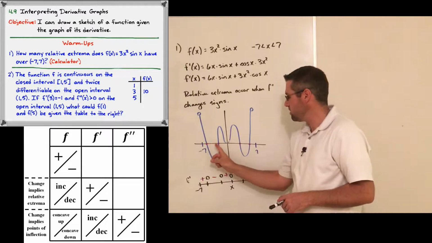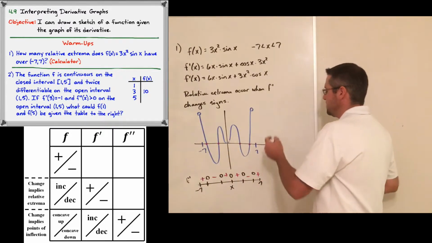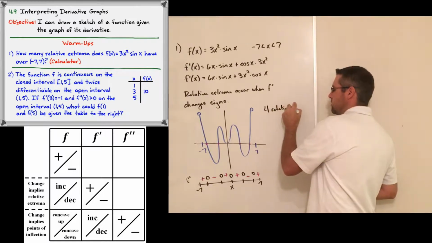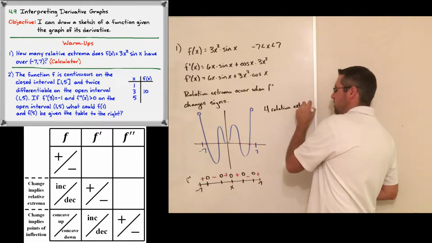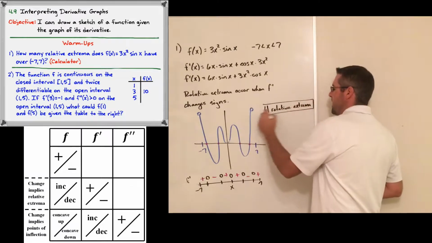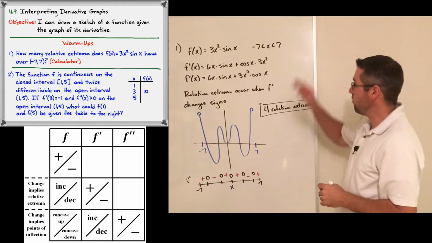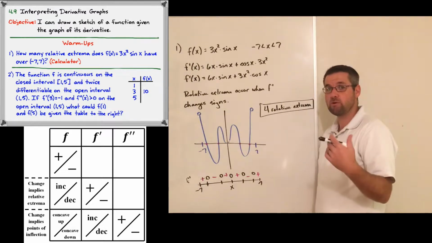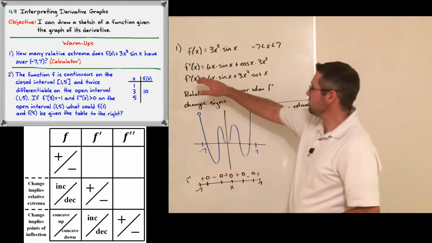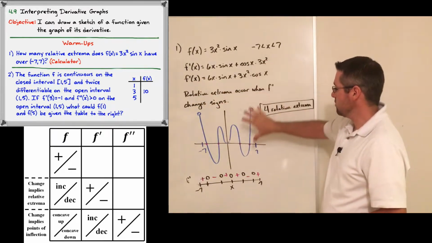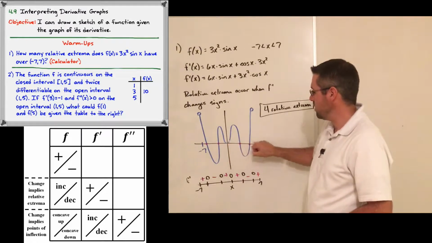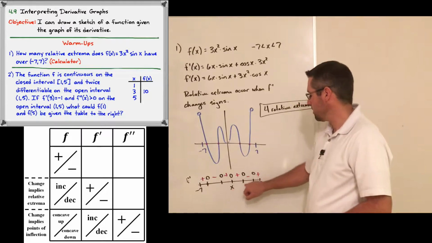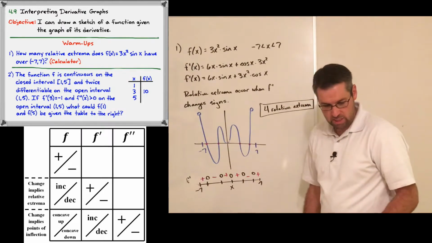So we can see that we have 1, 2, 3, 4 relative extrema over the interval negative 7 to 7 for the graph of f. And again, if I was looking for the actual x values where those extrema occur, I would set this equal to 0. I would find the zeros using my calculator. I'd find these exact points here, and I check for a sign change. And I can see that there's a sign change here, here, here, and here. But I'm just asking for how many.